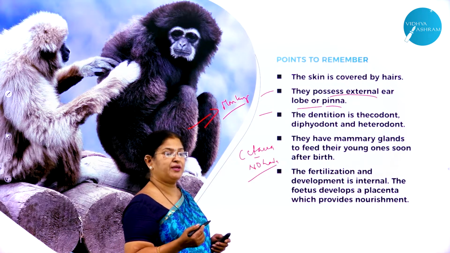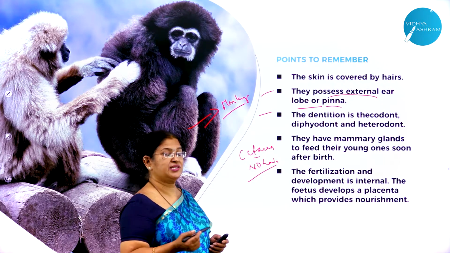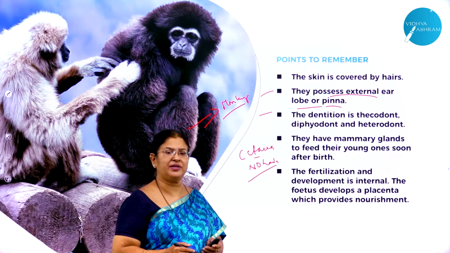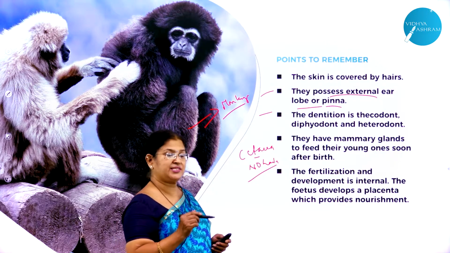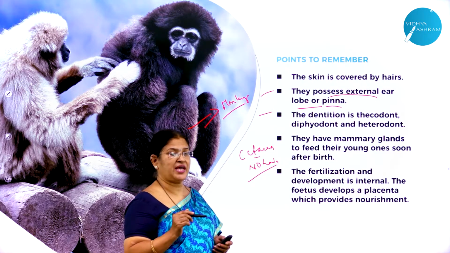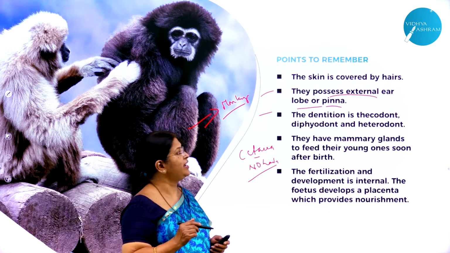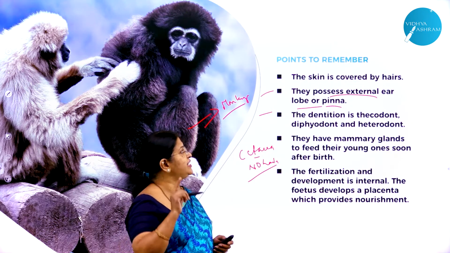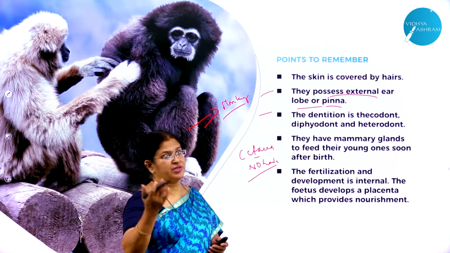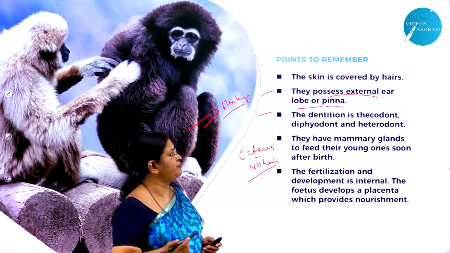So what are the other very important characteristic features? The skin is covered by hair. It's a very, very important mammalian character. Except for cetaceans, the rest of the animals, you can see the skin is covered by hair, and they possess an external ear, which is otherwise called pinna, to receive the sound waves.